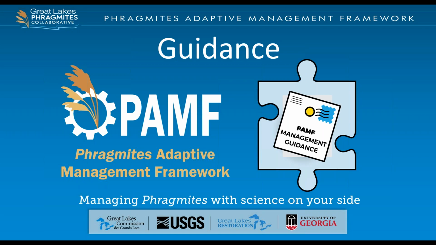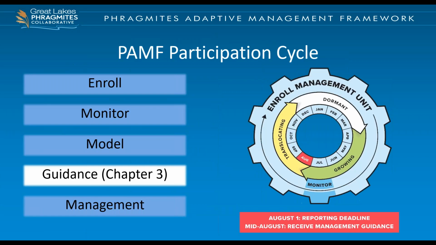The fourth step in the PAMF participant cycle is receiving management guidance. Each August, PAMF participants receive management guidance that is customized to each of the management units they have enrolled in the program. Management guidance is a direct output of the PAMF model and is covered in Chapter 3 of the PAMF Participant Guide.